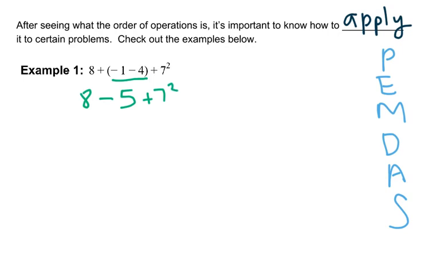Next, so we took care of the parentheses, right? Next, I notice the exponent, which is right here. So I'm going to take care of that next, all right? So I'm just going to bring down the 8 minus 5, and 7 squared is 49.